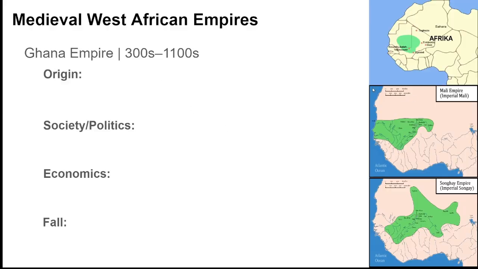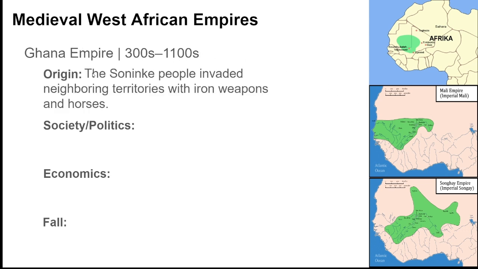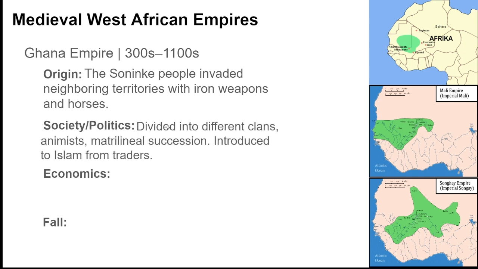Okay then, Ghana Empire. These are medieval West African empires. The Ghana Empire was from the 300s to 1100s. The Soninke people invaded neighboring territories with iron weapons and horses, is where they came from. Society and politics: they were divided into different clans, they were animists, and there was matrilineal succession. They were introduced to Islam from traders.